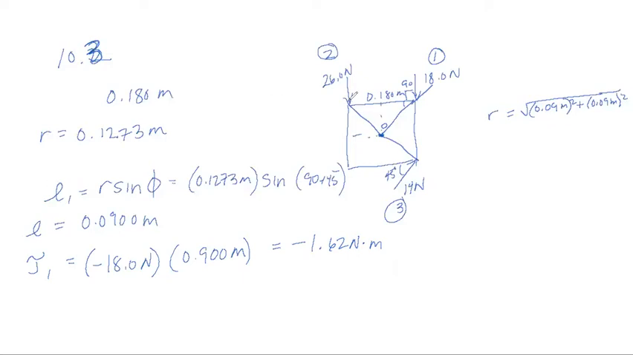Lever arm for 2 is going to be L2 equals 0.1273 meters, again times sine 135, and that's going to be the same thing, 0.900 meters.